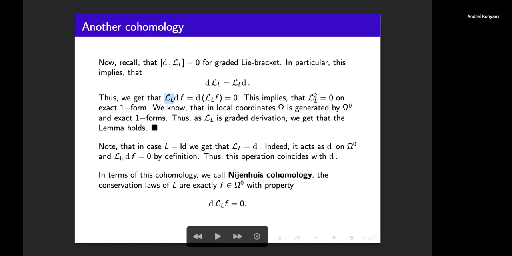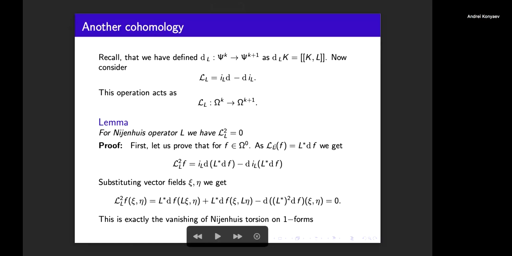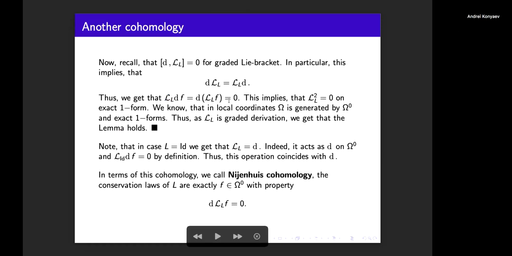If I take L to be identity, then I can calculate all the formulas, and they give me that the Lie derivative along identity is simply the regular exterior derivative. Why? Because if applied to a function, you just go over this. Look at this formula. It means that it's just the derivative, and if it's just the derivative, then this is just the squared derivative. It means that your graded derivation acts as an exterior derivative on functions and closed one forms. And thus, because of the graded property, it acts on the entire space of one forms the same way. So it's just an exterior derivation.